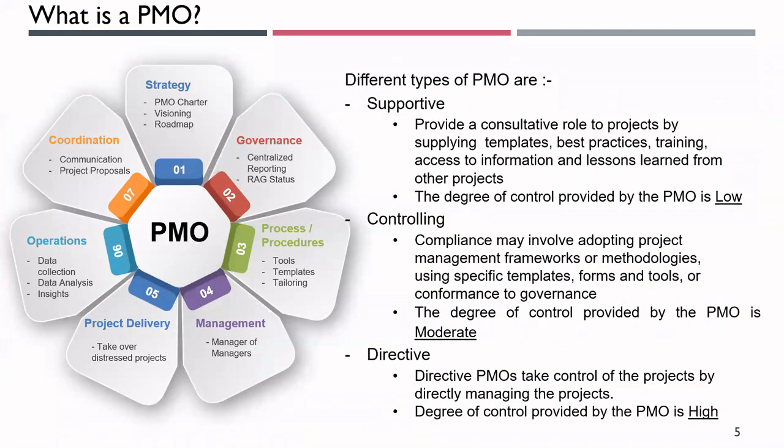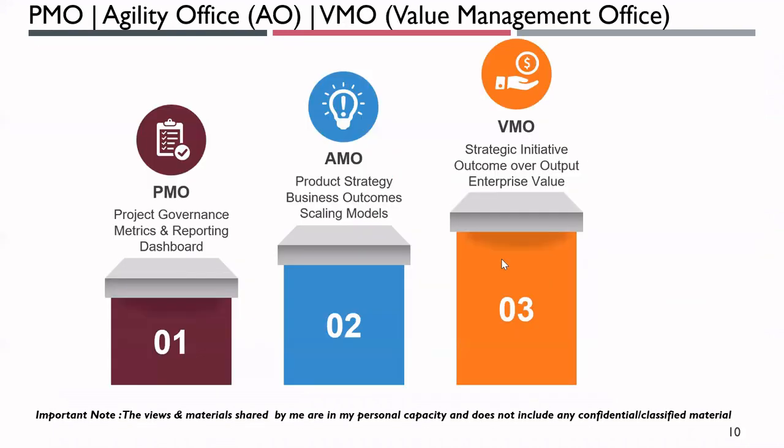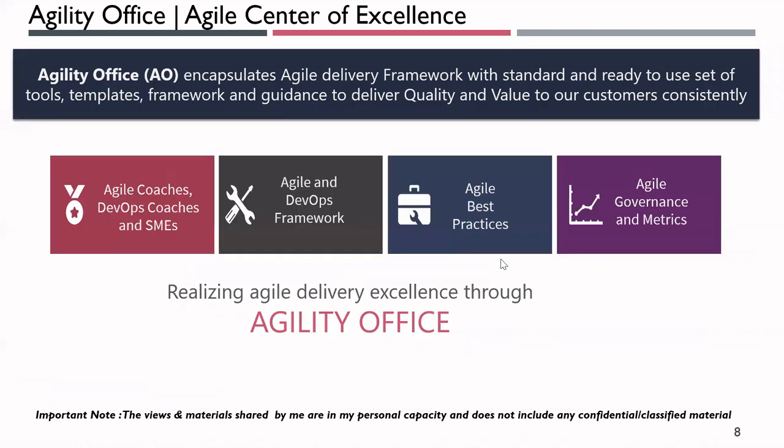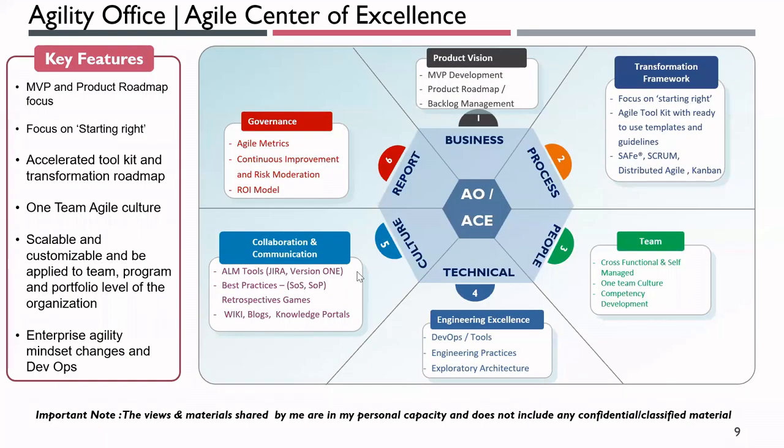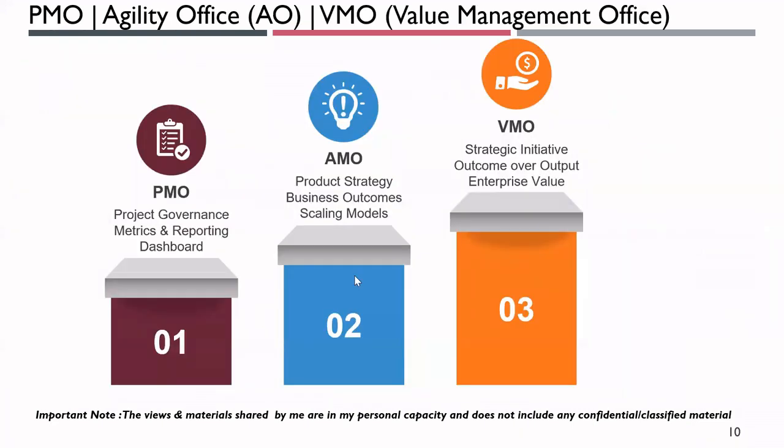Slide number 5. But as I said, this PMO model is a very old model. Even this agility office model is a very, very old model. What we now have is a very interesting model. The actual role of a PMO has become like a value management office. So most of the organizations have transformed from a PMO into an AMO and from an AMO into a VMO.